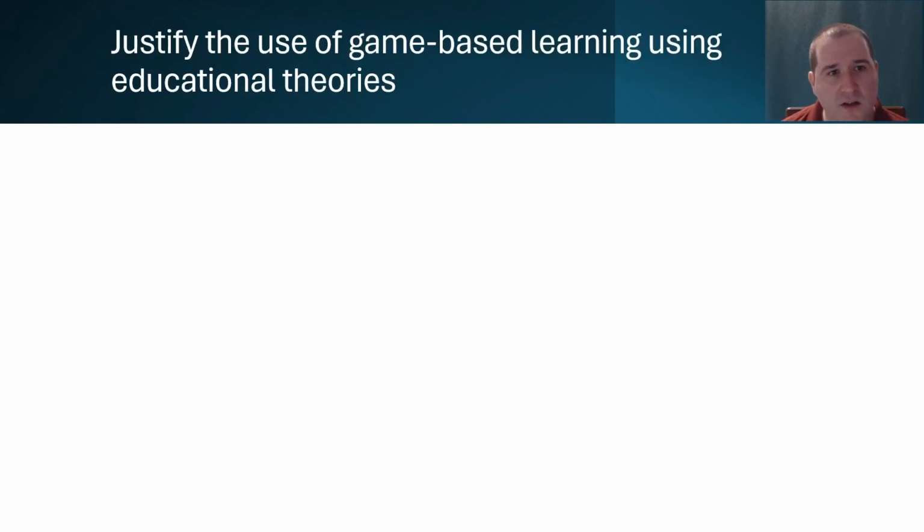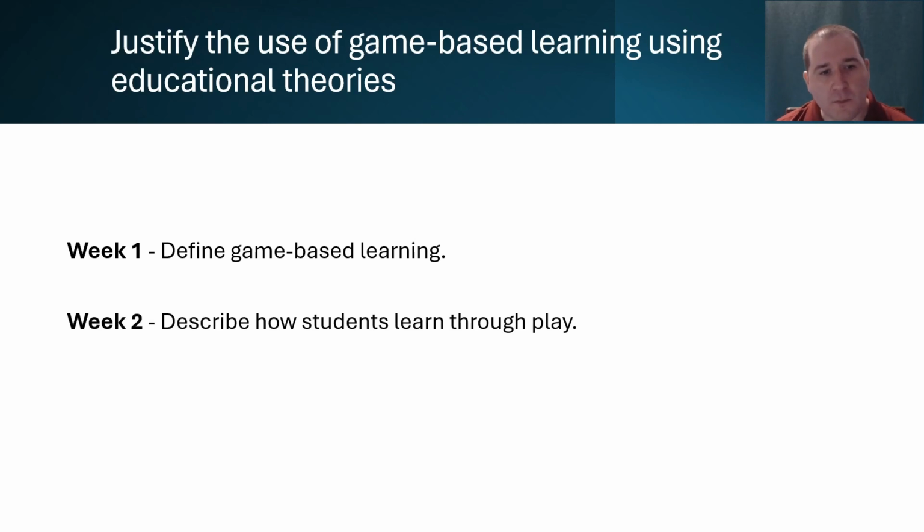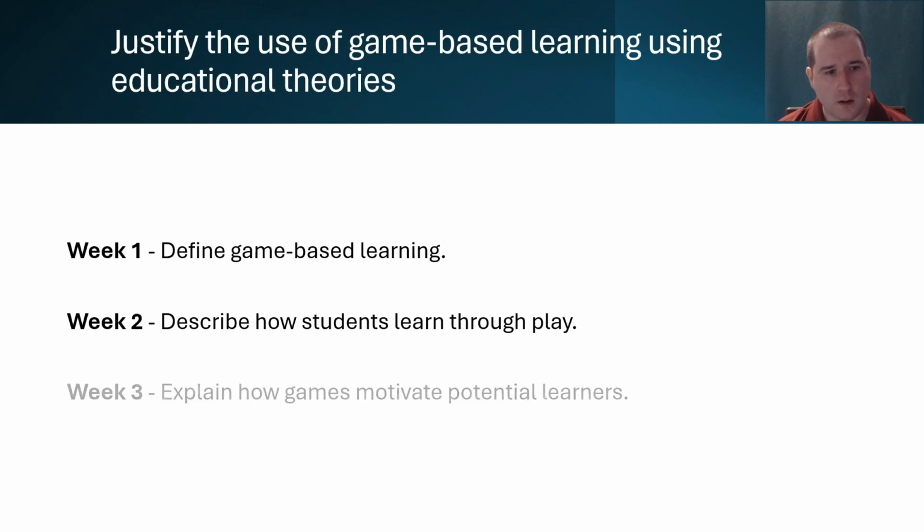So next, I took these learning objectives and I split them into weekly goals to help build our course. So I thought I'd show you these before we went over the course calendar. Now, in order to justify the use of game-based learning using educational theories, first, we should be able to define game-based learning. We'll learn about that in week 1. After week 2, we should be able to describe how students learn through play. In week 3, we should be able to explain how games motivate potential learners.